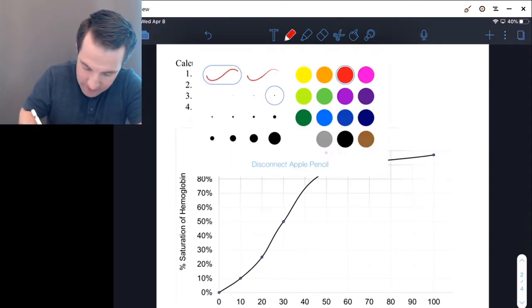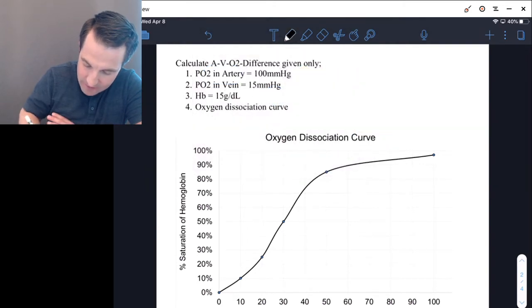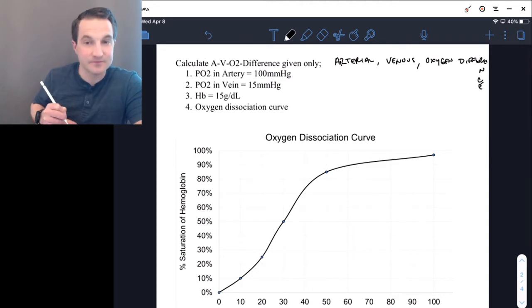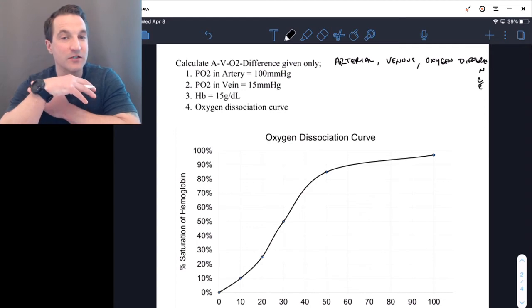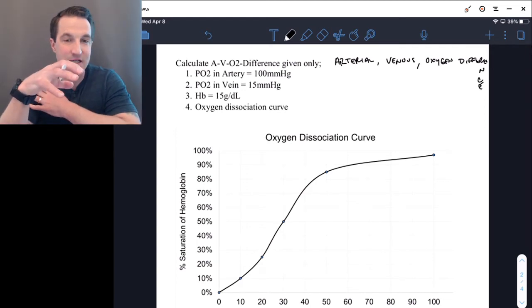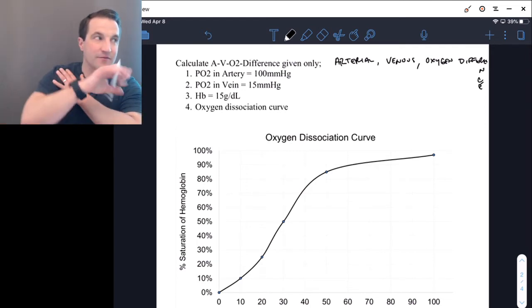Now, let's define what the AVO2 difference is first. That's arterial, venous, oxygen difference. Okay, go down the side there a little bit with my difference. So what we are doing is basically looking at the difference in oxygen content between the arteries and the veins.